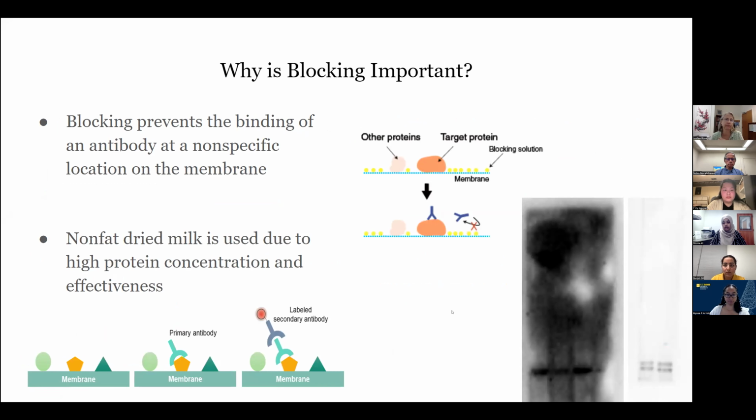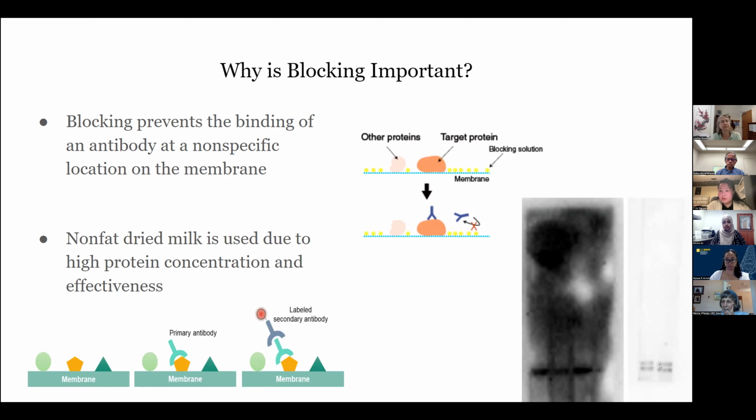So on the bottom right corner, you'll see an example of a bad Western blot and a good Western blot. And the difference between these two is the blocking step. The one on the left is very hard to look at and probably hard to analyze as well because you have so much background noise. That's because the blocking solution either wasn't used or wasn't very good, so it didn't really block. And then on the right, you'll see the Western that was blocked. So you see these very nice bands, and those correspond to our proteins.